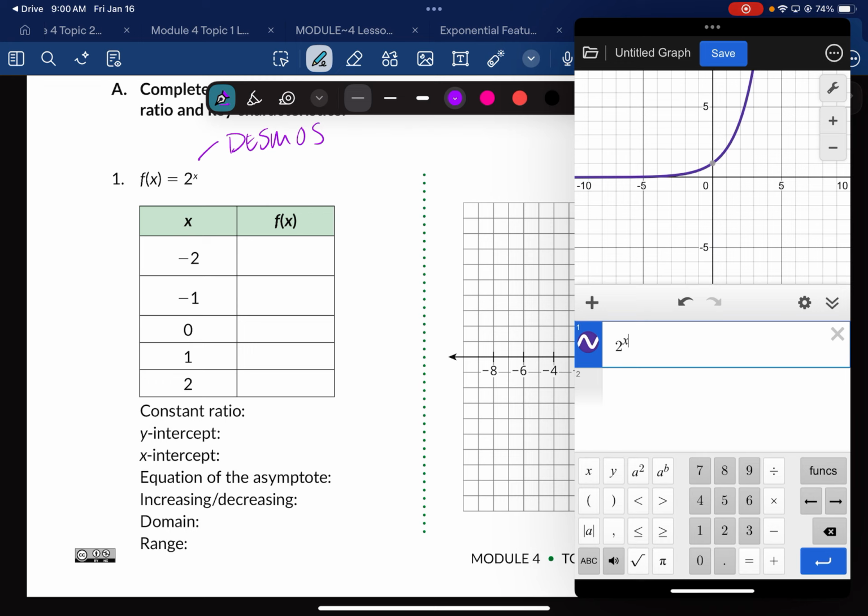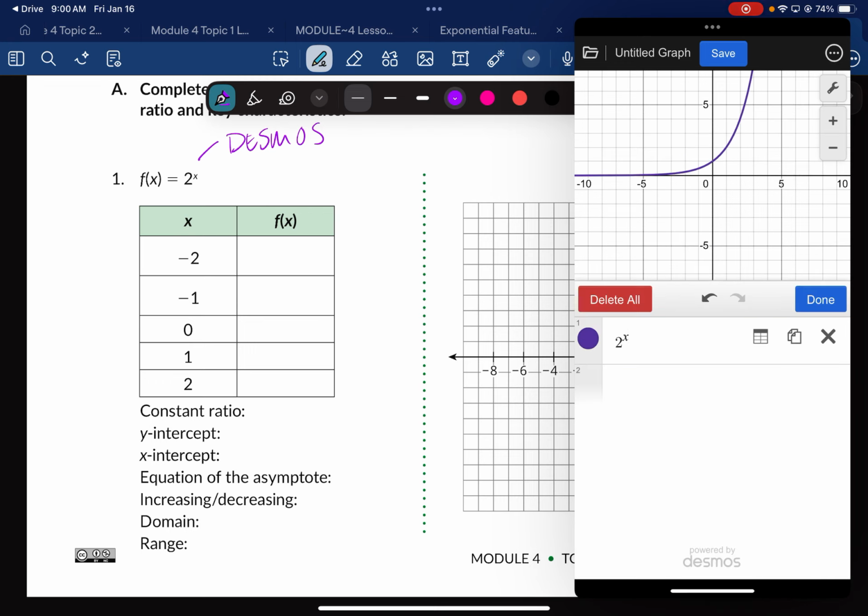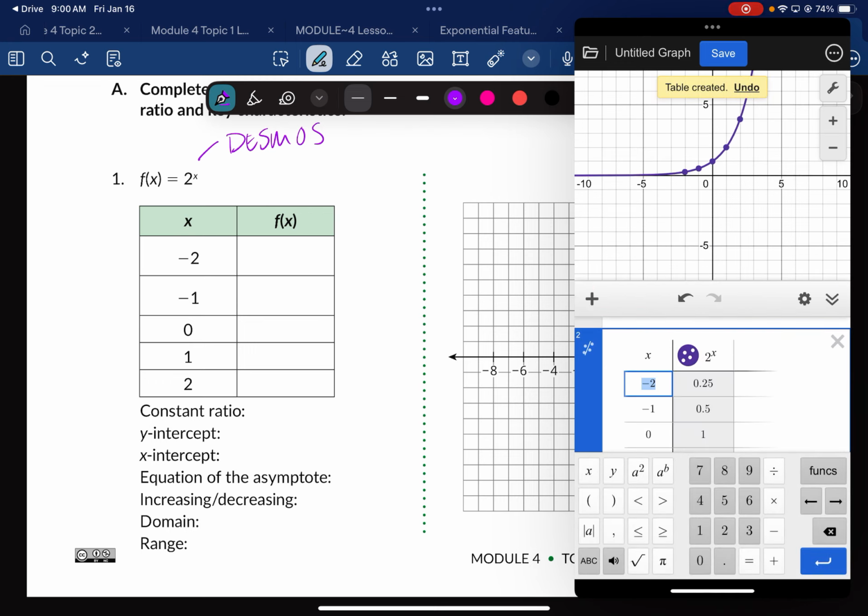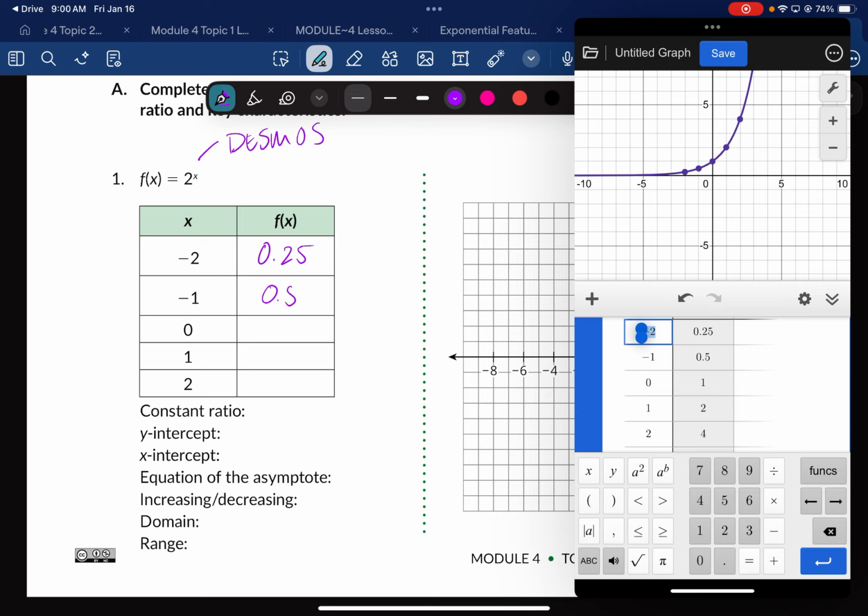If I want to fill in the table, hit this little sign right there, touch the table. All right, let's fill it in. So those are my values. Make sure you plug those in. We're going to type them out. Bam. So we got -1 is 0.5, 0 is 1, 1 is 2, 2 is 4.